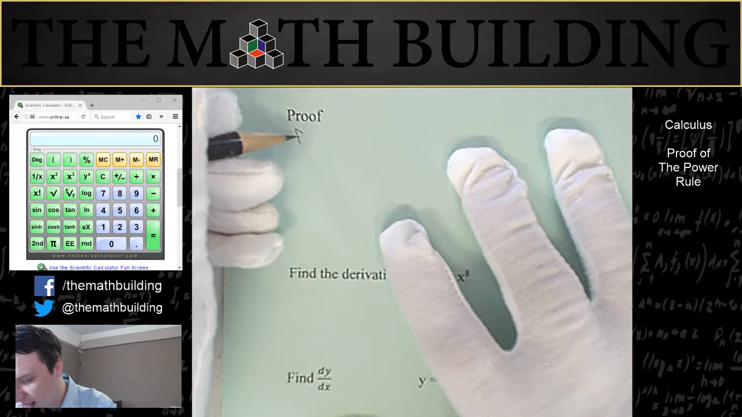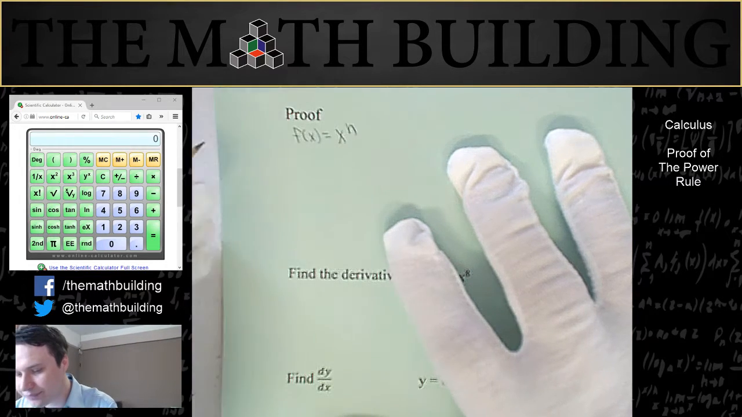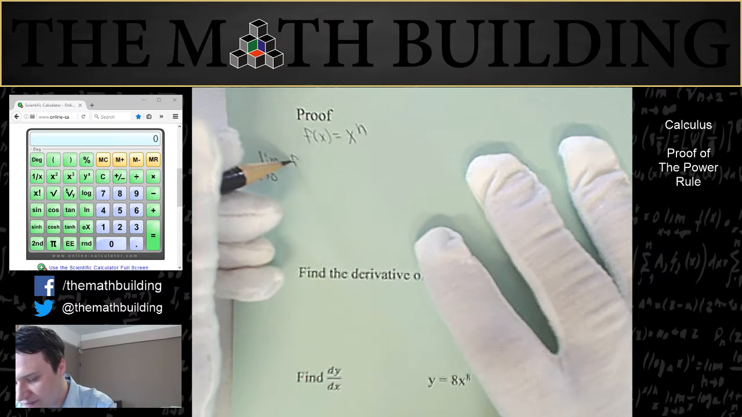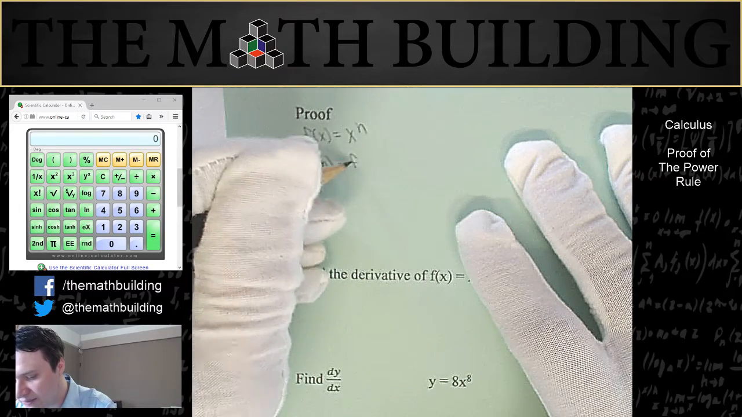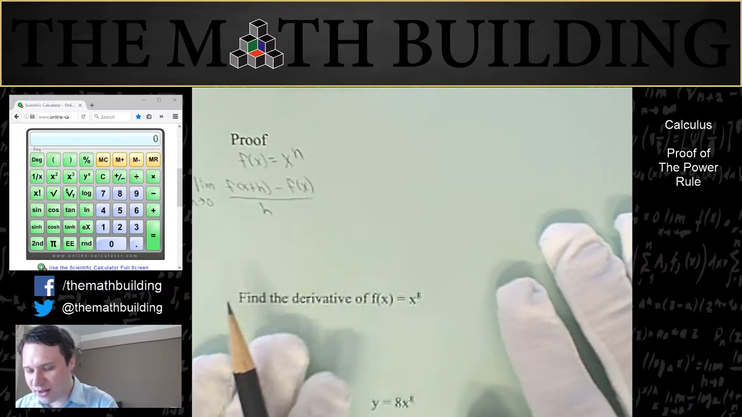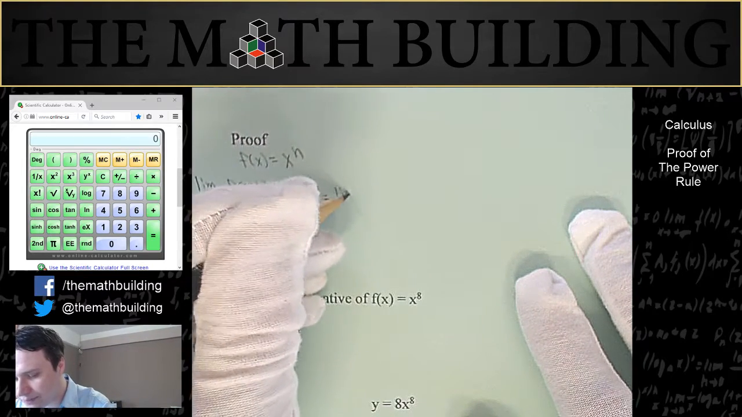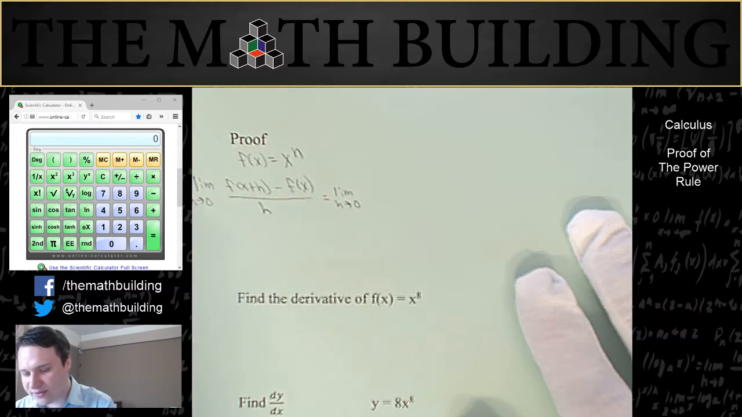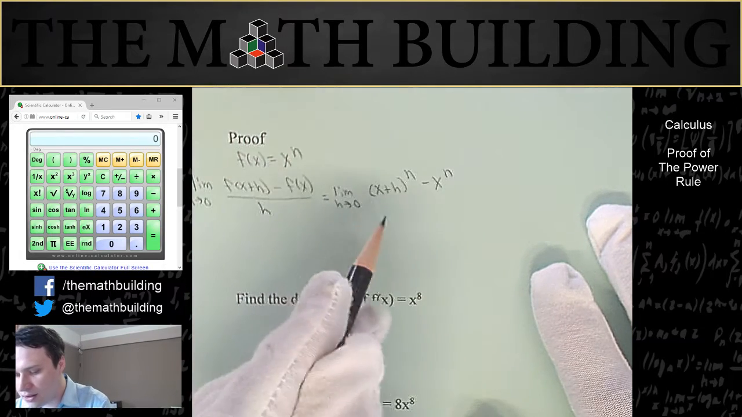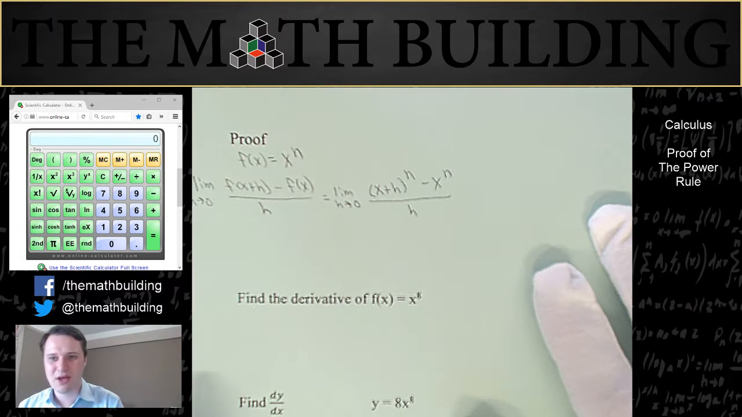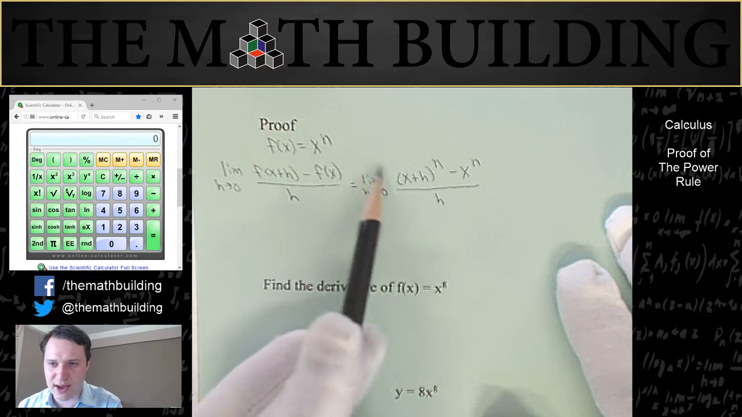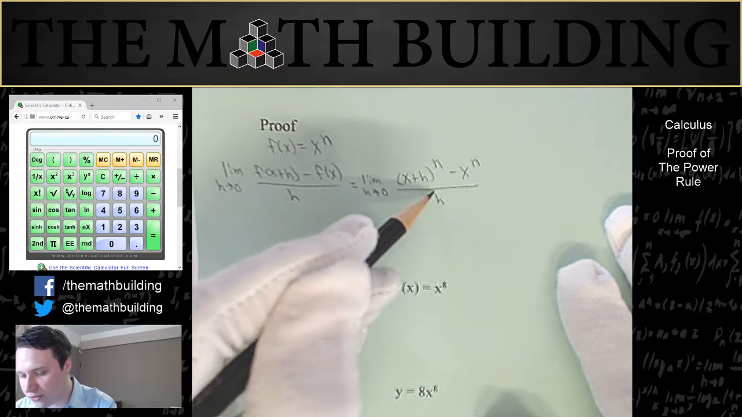Again, my function is f of x equal to x to some power, and we're going to use the definition: the limit as h goes to 0 of f of x plus h minus f of x, all over h. We know that definition by now. So let's plug in our function. That's going to equal the limit as h goes to 0 of x plus h to the n minus x to the n, all over h. You can see how we've applied the definition onto f of x.